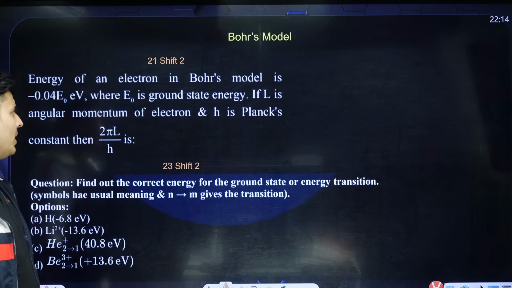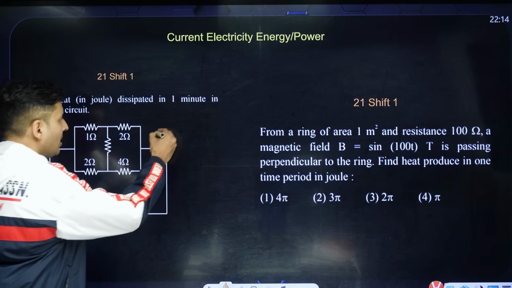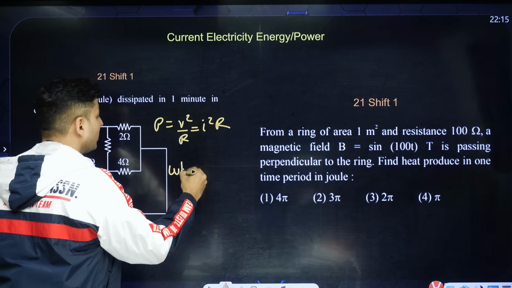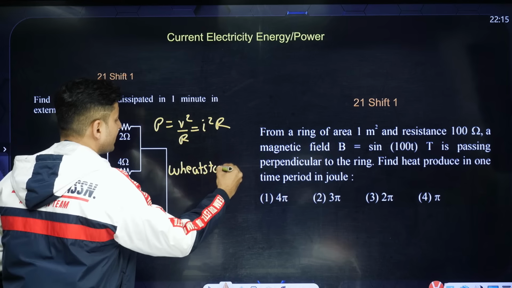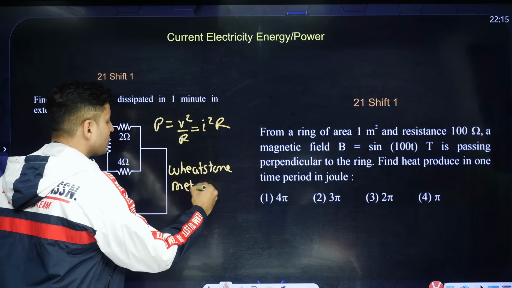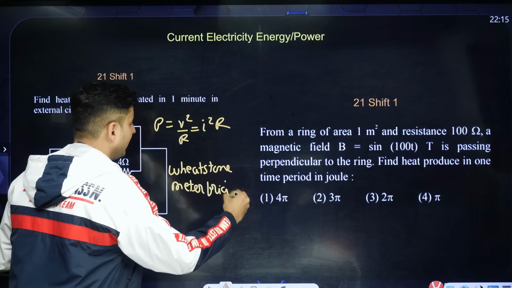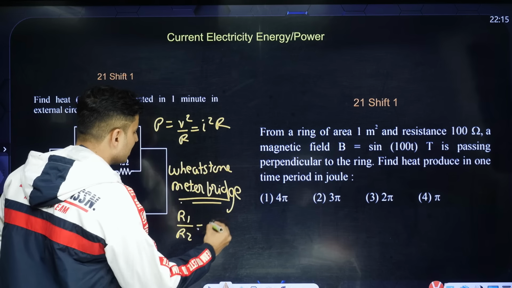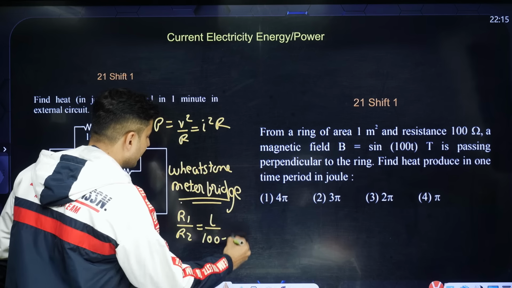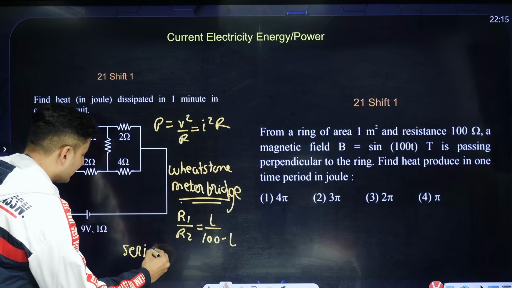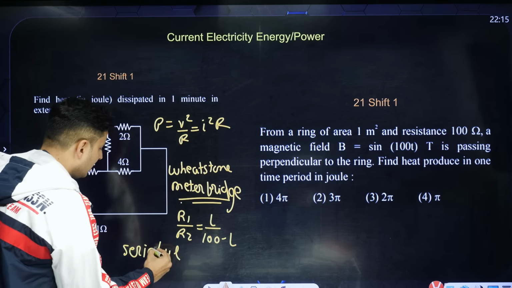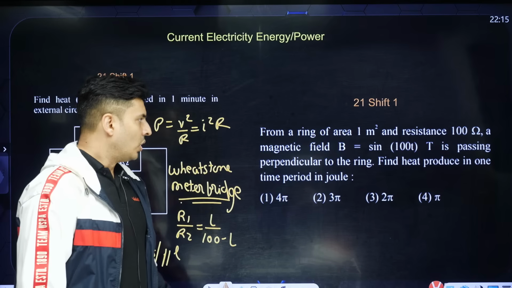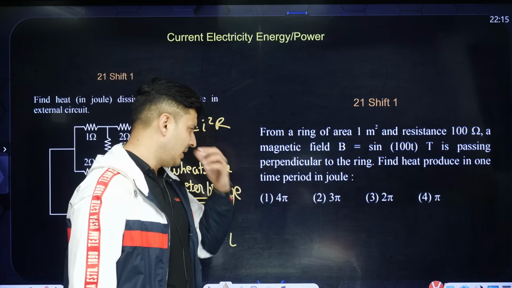That means power formula, power is equal to V square by R or is equal to I squared R formulas. Wheatstone formulas have come. Wheatstone's concept has come. Meter bridge, Wheatstone's meter bridge concept in fact got repeated 2 times. So please go through that formula, which is R1 by R2 is equal to L divided by 100 minus L, all of that. Then series, parallel, basic combination of resistors has come multiple times. So please go through it. Then find the heat produced in that time period.